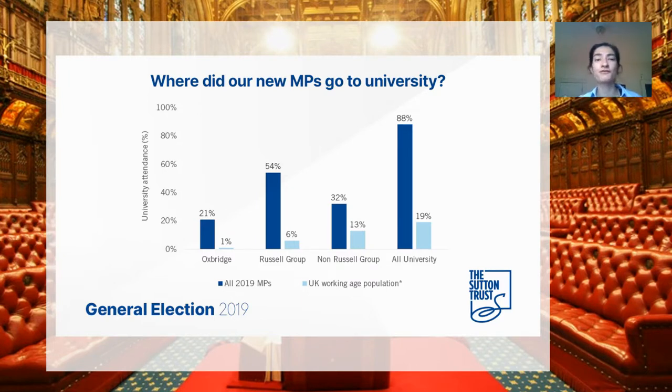Oxbridge refers to just Oxford and Cambridge, widely regarded as the two most elite universities in the United Kingdom. That group, the Russell Group, is a broader term for elite, highly selective research universities. So those are the really selective schools in the UK, and they include the Oxbridge schools as well as a number of other universities. And then you can also see that MPs as a whole are much more likely to have university degrees or to have had some university education compared to the general public in the United Kingdom.